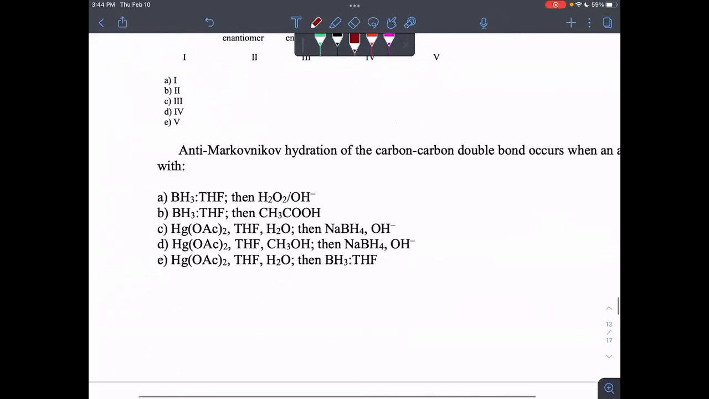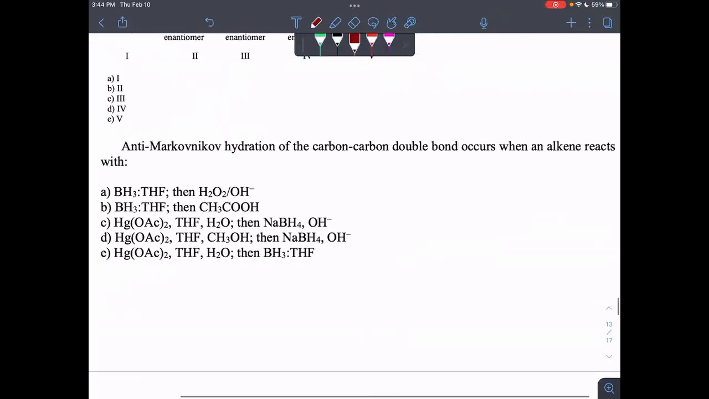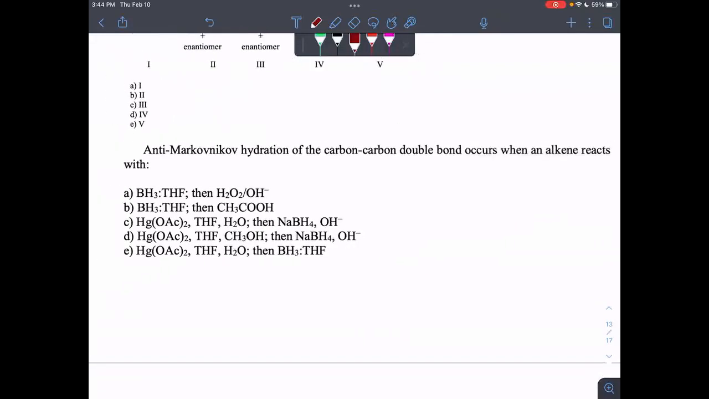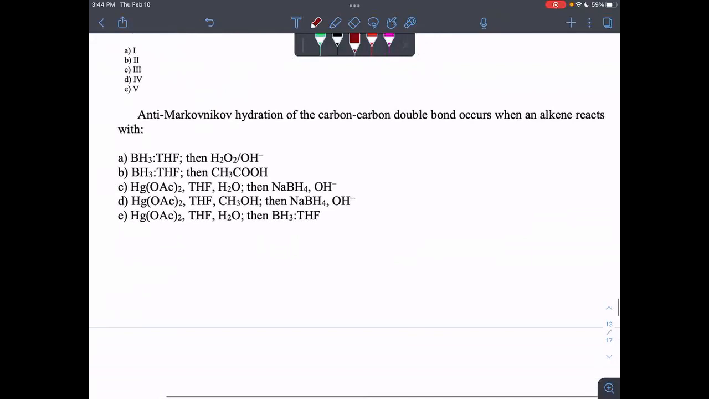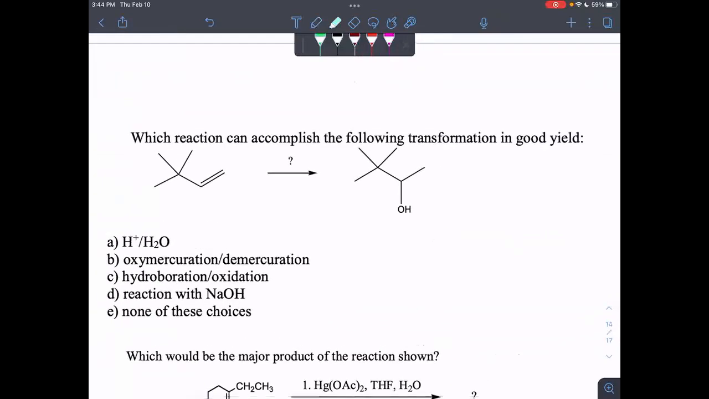Okay. So anti-Markovnikov hydration of a double bond occurs when it reacts with what? Yeah, because we did that like 2 seconds ago. Okay, which reaction can do this?